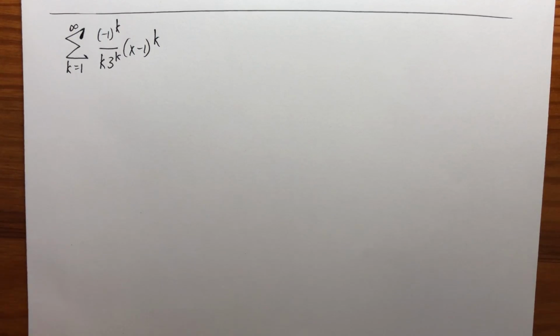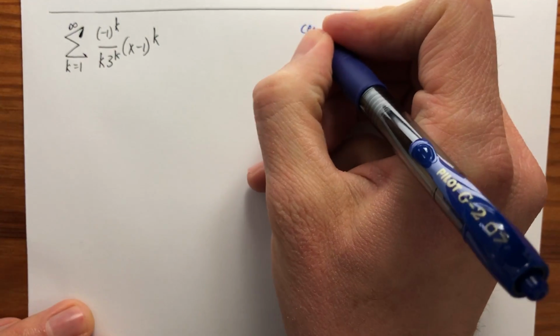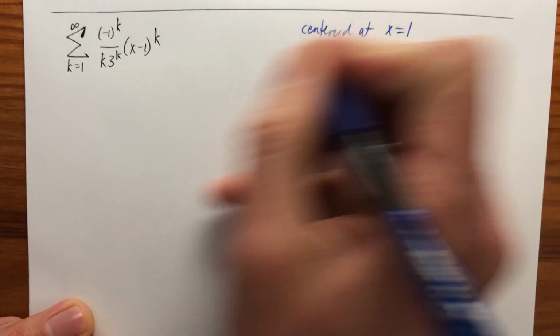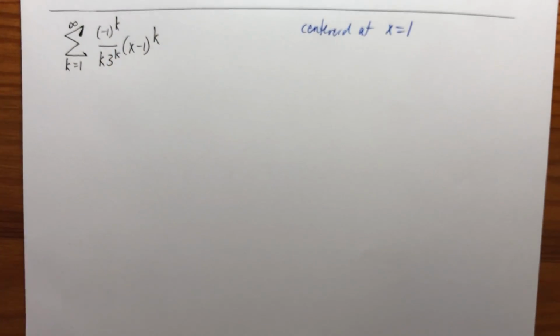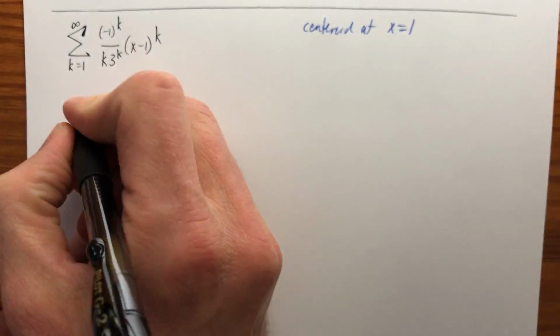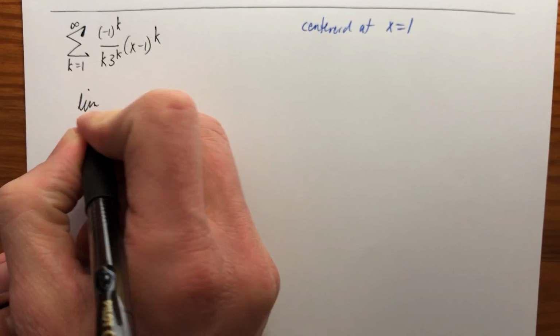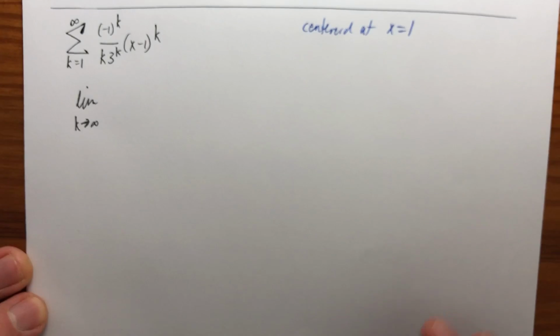Okay, where is it centered? Well, it is centered at x equals 1. There we go. That's the easy part. Let's continue with the hard part. Let's find the limit as k approaches infinity. The ratio test is a fantastic test for ones like this.